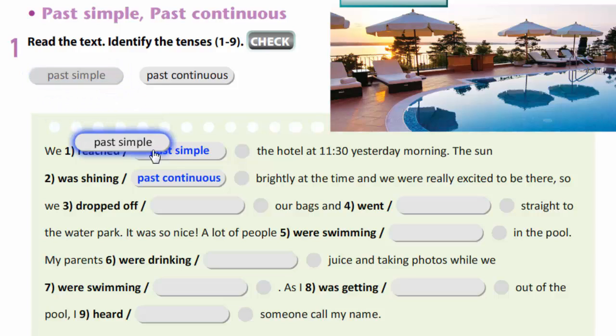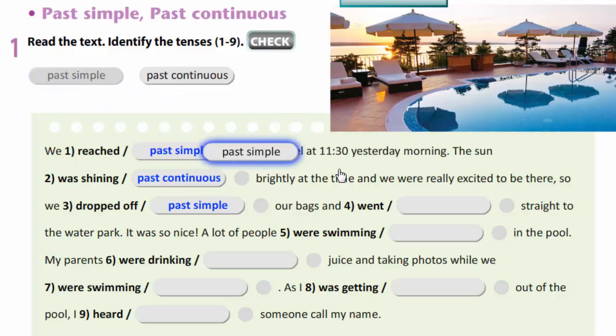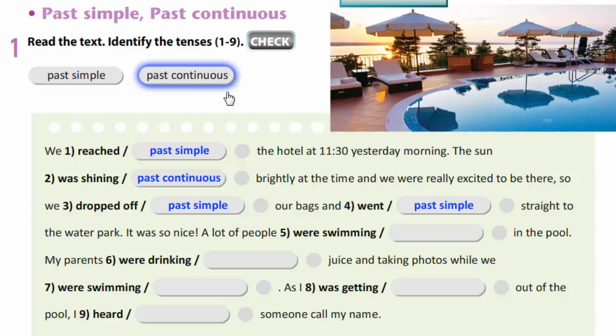So we dropped off our bags and went straight to the water park. The past simple is used for the actions which happened one after another. It was so nice. A lot of people were swimming in the pool. The verb is formed by the verb were with swim with ending ing. It's past continuous to describe an action which was happening at the definite moment.